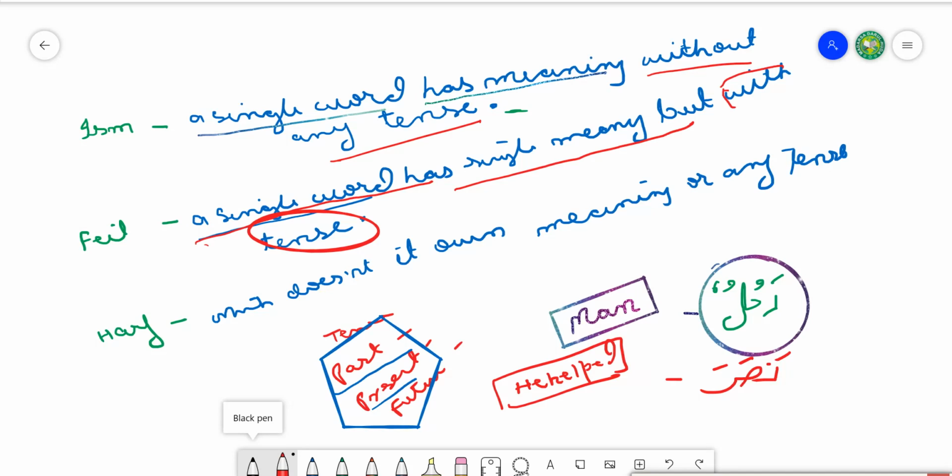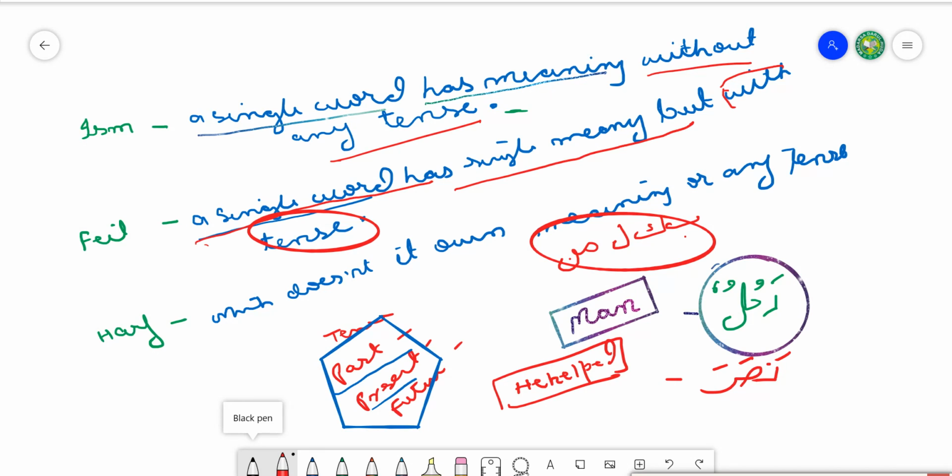Now let's come back to the harf. So as I already wrote here, harf doesn't have its own meaning or tense in it. For example, ba, kaf, lam, min, these are examples of harf. These words don't have their own meaning, but they play a very important role in the Arabic language. When it comes to joining two ism or more than two ism, or ism and fail together, they play a very important role. Sometimes the whole translation depends on harf.